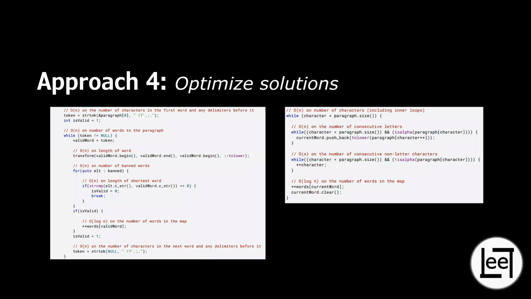The fourth approach to this problem-solving structure is optimizing solutions. By figuring out how each of the components affects runtime, we can start to see where the bottlenecks are and reduce our code to the simplest form.